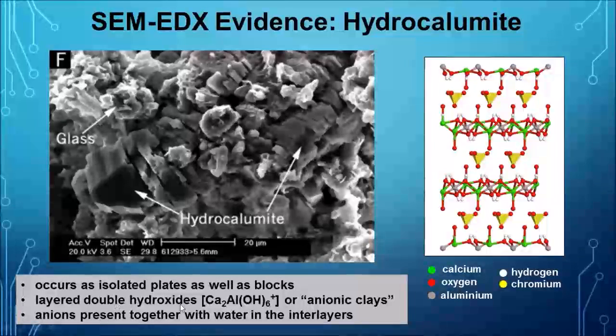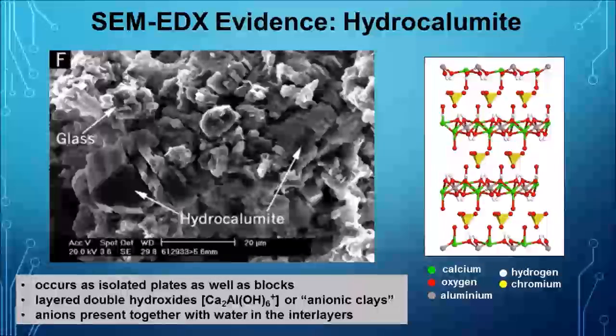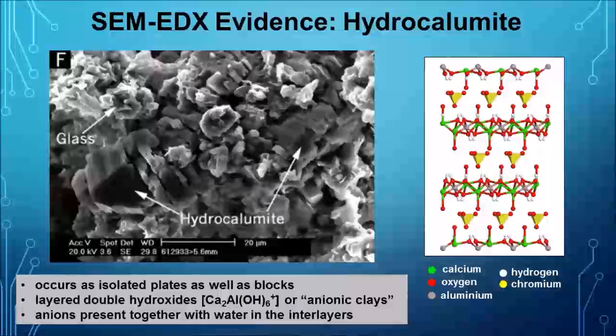It's a layered double hydroxide, so it's positively charged layers, as shown here. So that's these structures that are running here horizontally. They're sometimes called anionic clays, so they're a bit like clays, but inside out almost. And in the interlayers, what we have is water molecules, but you can also have various anions. And sulfate is a common anion that you can have, but the version that we have is a chromate substituted hydrocalumite. And that's the chromium tetrahedra, so chromate is a tetrahedral ion, that's sitting here in the interlayers. So that was one of the chromium-6 phases that we had.